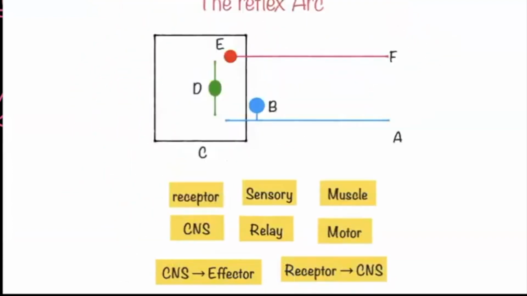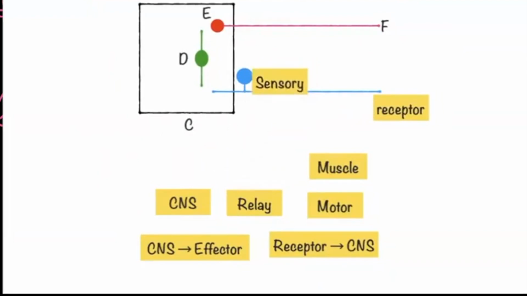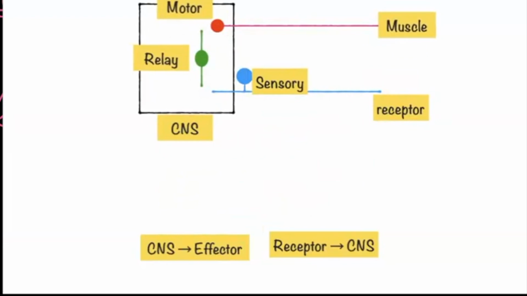Just like I'm showing you here, I'm going to start with the receptor, which is A, then the sensory neuron, which is B. Following this, I'll go to the CNS, right? And within the CNS, we have the relay. The relay will transmit the impulse to the motor, E, and from there, we'll take it to an effector.